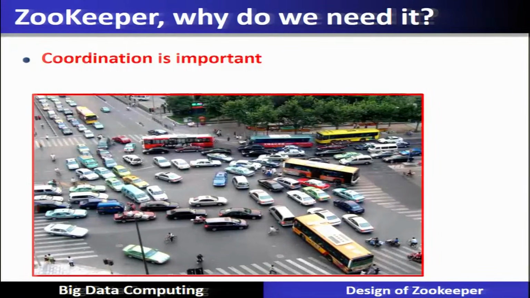What is the coordination? We can understand by looking at this particular picture. There will be a traffic congestion at the intersection. So, if there is a coordination, then there will not be any such congestion and there will be a smooth flow of the traffic.